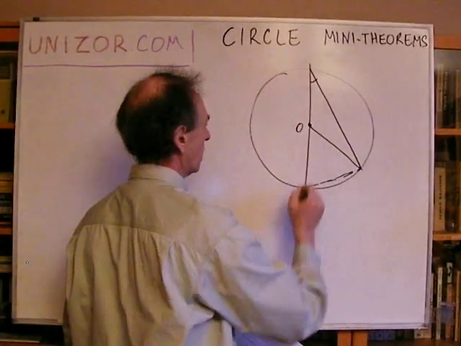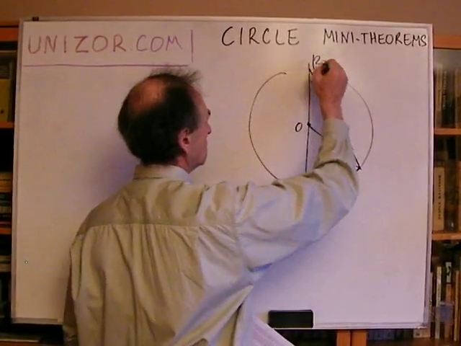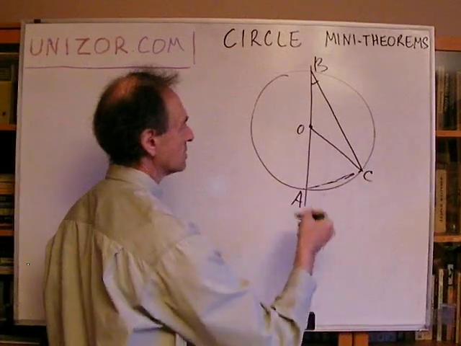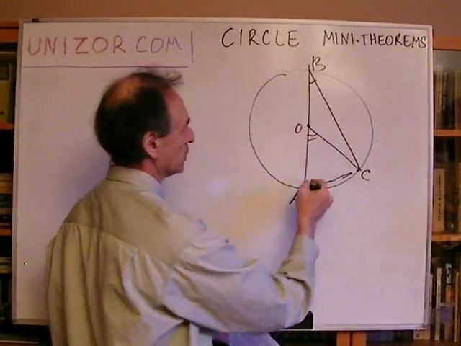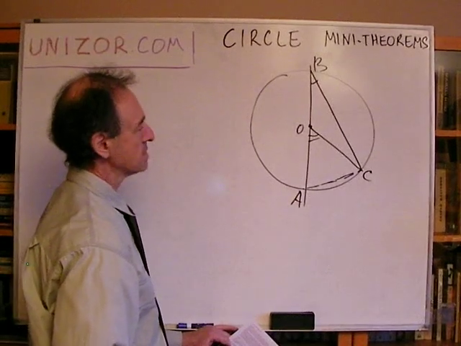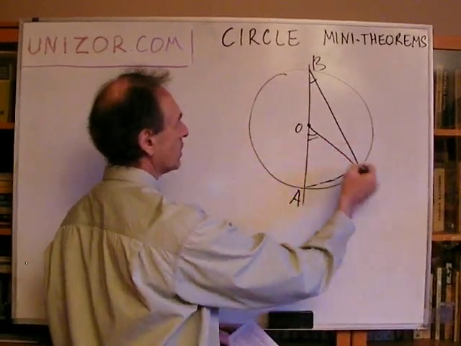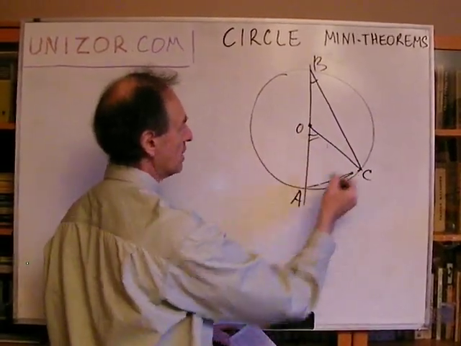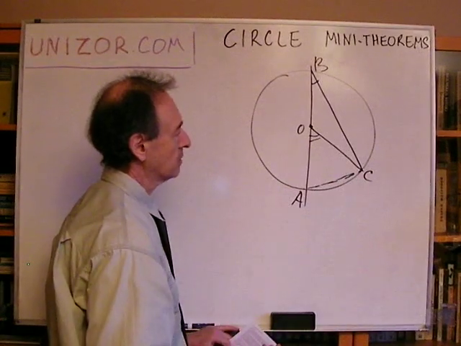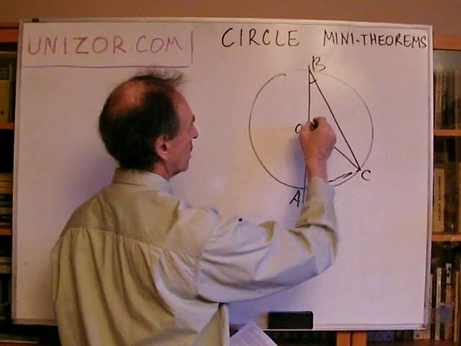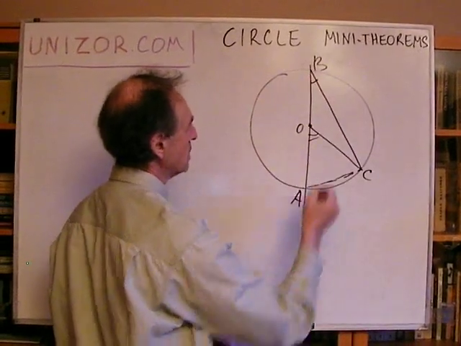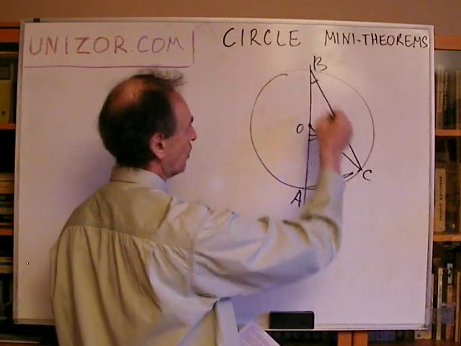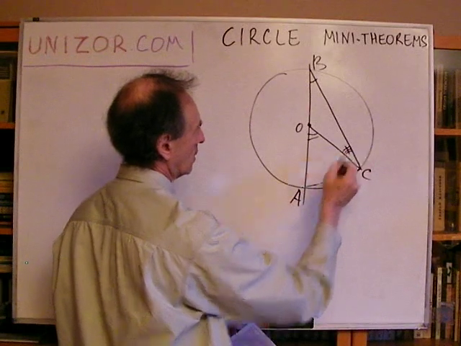So this is a central angle. ABC is the inscribed angle, and AOC is a central angle, which is supported by the same arc, the same chord AC. Now, why is AOC twice as big as ABC? Well, for a very simple reason. AOC is an exterior angle for triangle OBC, which means this exterior angle is measured as a sum of two other angles, not supplemental with it.